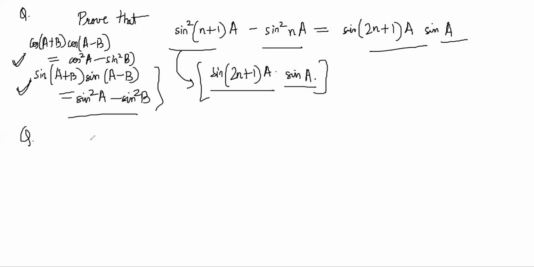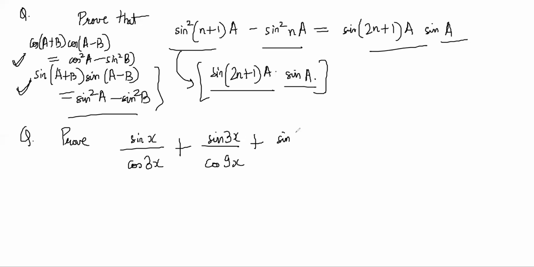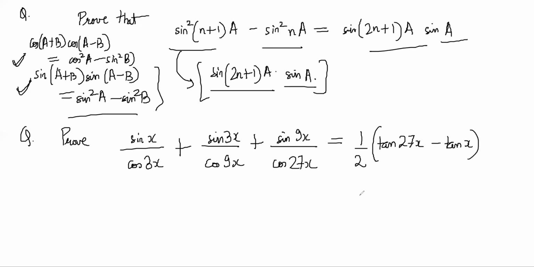Prove that sin x by cos 3x plus sin 3x by cos 9x plus sin 9x by cos 27x, and so on, equals half of (tan 27x minus tan x). The whole half, yeah.